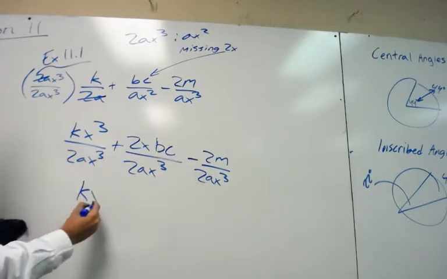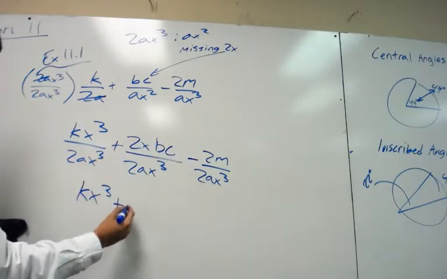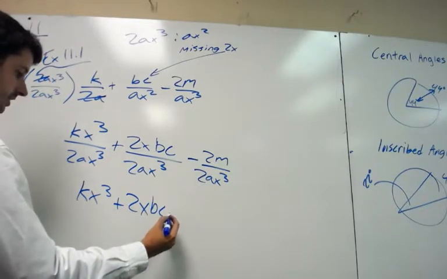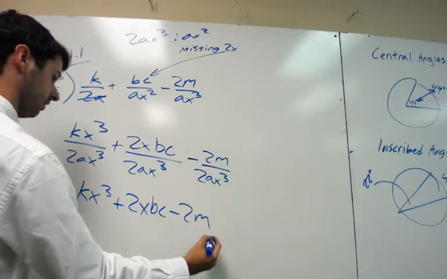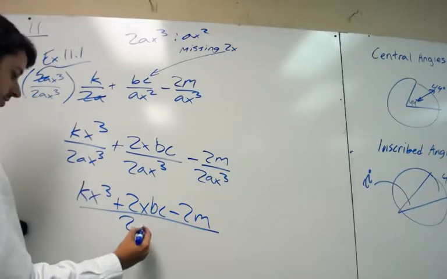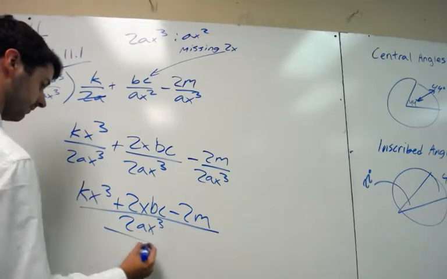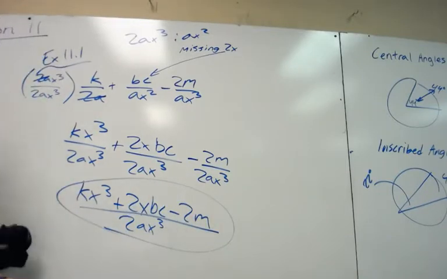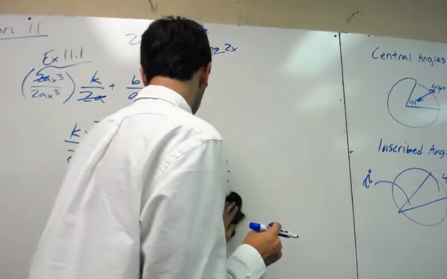So kx cubed plus 2xbc minus 2m, all divided by 2ax cubed. Hey, there would be our answer. So it's long and slightly frustrating, but you get to the answer. Let's do one more example.